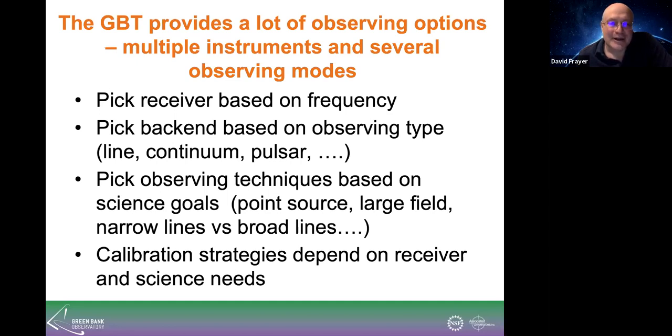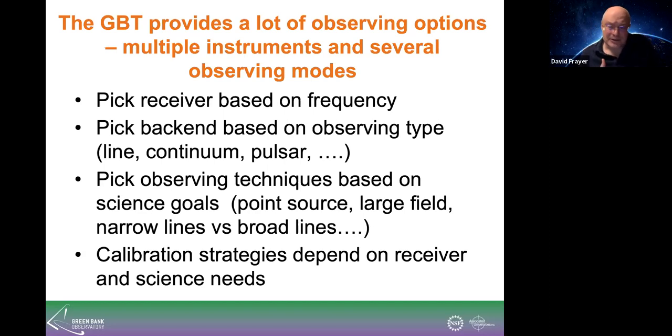And we have a lot of knobs, but this is pretty simple stuff in terms of the decisions you need to make. The receiver, of course, you pick based on the frequency that you're observing, because some receivers only cover specific frequency ranges. The back end that you pick is typically done based on observing time. What you do on your back end is how you set up line observations or continuum observations or pulsar observations. You can configure your back end differently. And then your observing technique is based on your science goals.